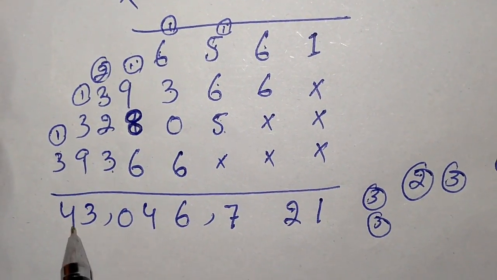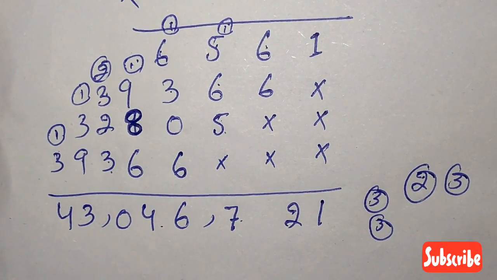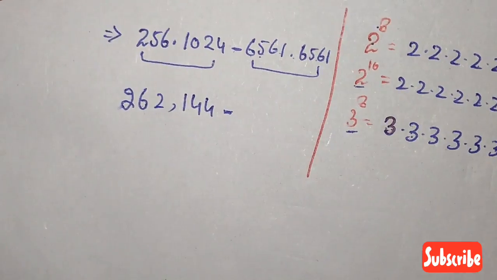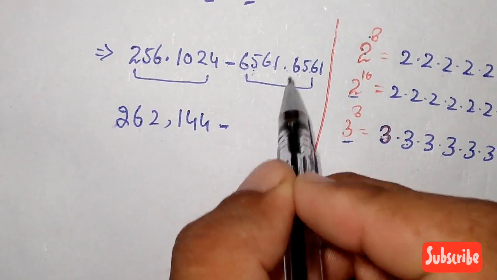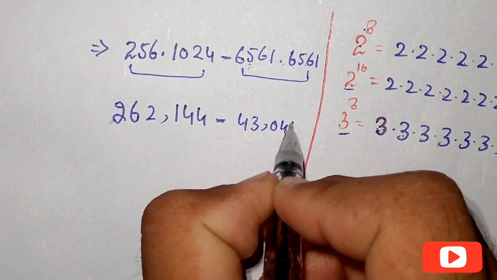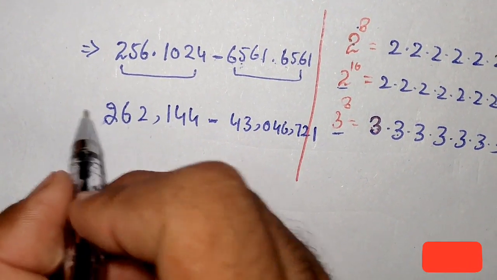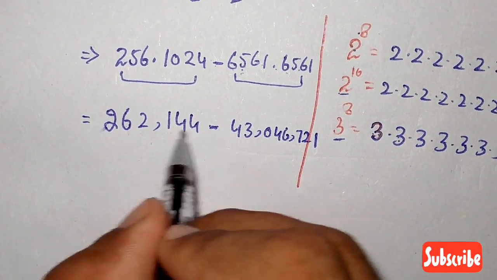So this is 43,046,721. So we have to write these values. So this time this is equal to 43,046,721. Now we have to minus this number from this number.